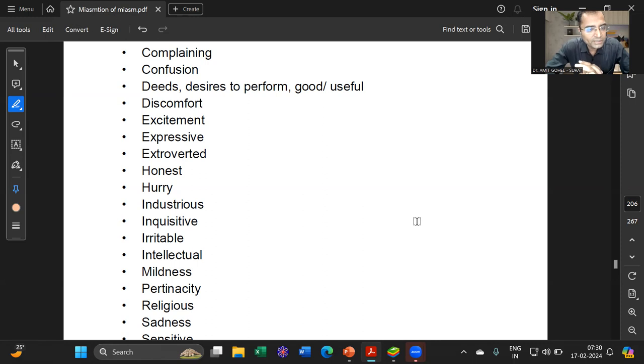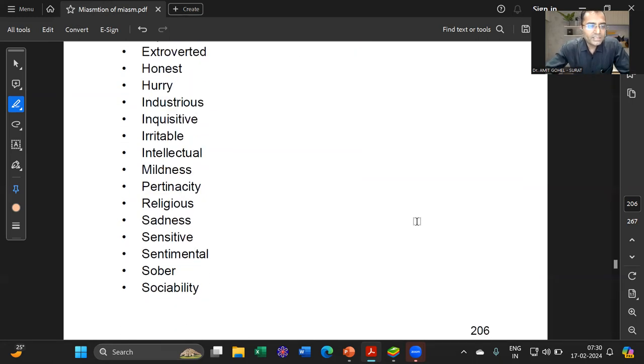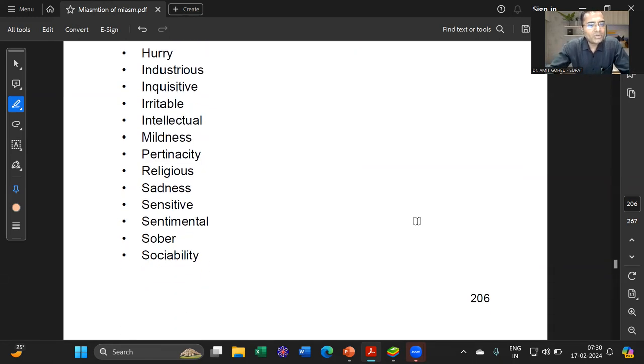Excitement is a soric rubric. Expressions is soric. Extroverted can be soric, or also psychotic. Honesty is soric. Hurry is soric, but there is one rubric, awkwardness, hurry from, which is syphilitic in nature. So hurry is by nature fast genetics. But when this fast genetic cannot balance it and goes into awkwardness, that is syphilitic in nature. Industrious, desire to work, inquisitive, desire to know, irritability, intellectual, mildness, these are soric in nature.